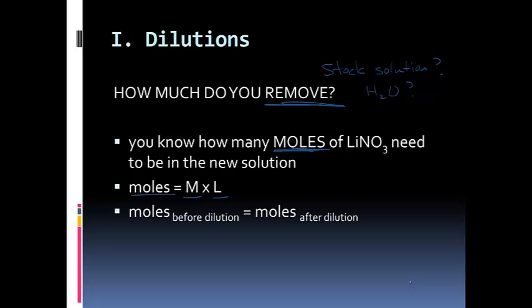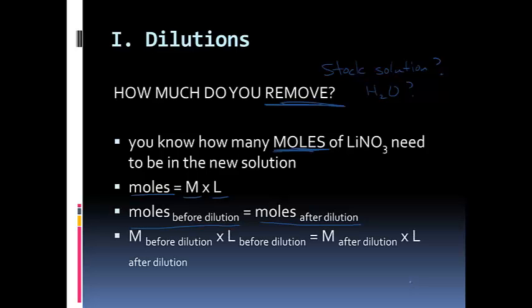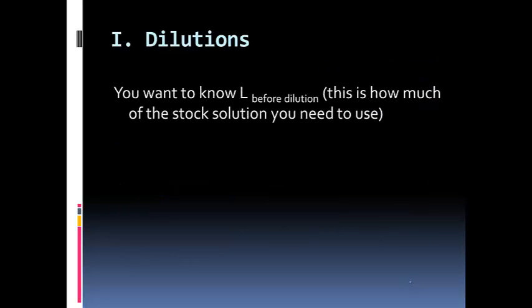Okay, and also remember this formula. The number of moles you have in your container before you dilute it will be equal to the number of moles in the container after you dilute it. So moles is equal to molarity times liters. Molarity before times the liters before you dilute it has to equal molarity after times the liters after you dilute it. Okay, so what are you trying to solve for?